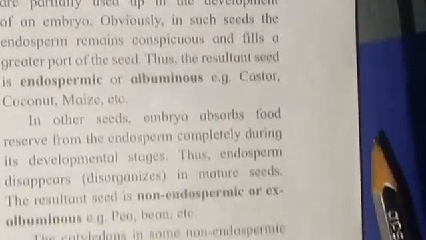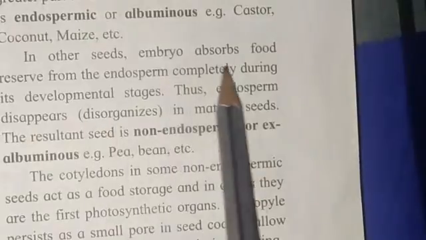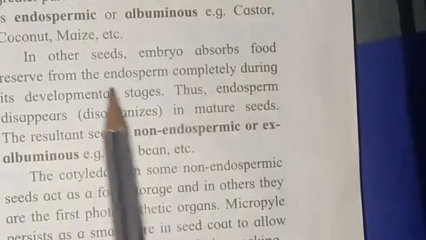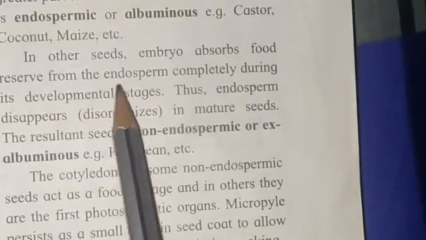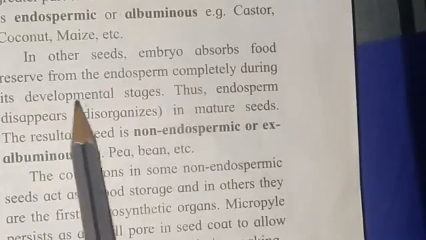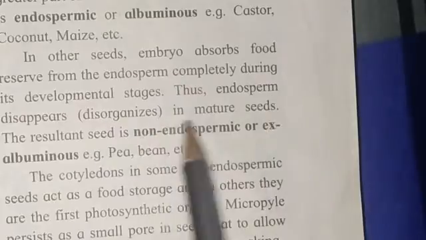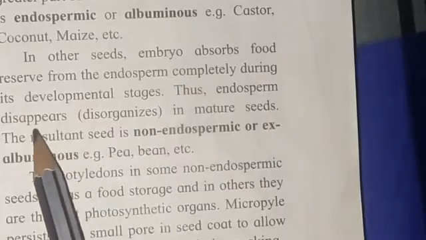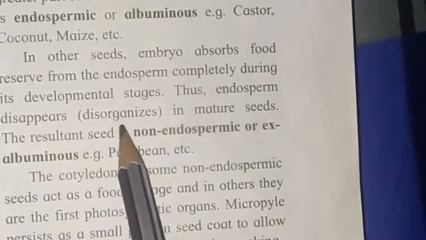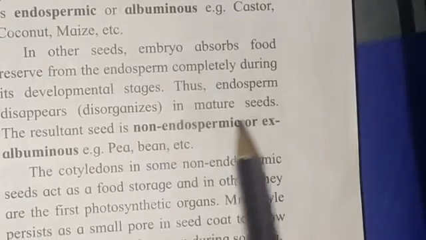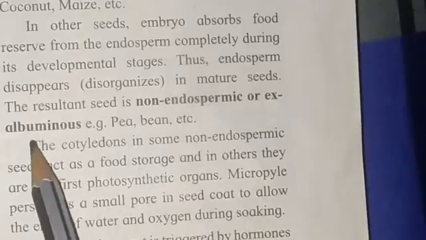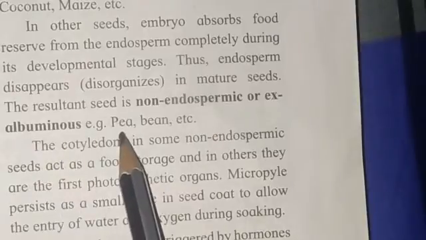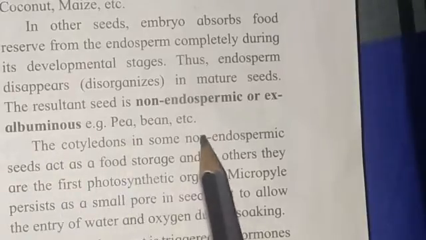But in some seeds, you can see that the endosperm is completely absorbed, because the reserve food from the endosperm is completely utilized for the developmental stages. In such seeds the endosperm is absent, that is, it disorganizes in the mature seed, and the resultant seed is called non-endospermic or exalbuminous. Here you can take the example of pea or bean.